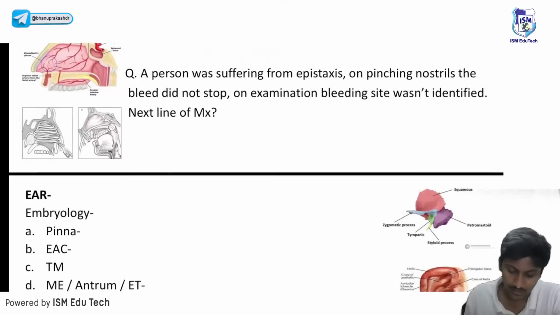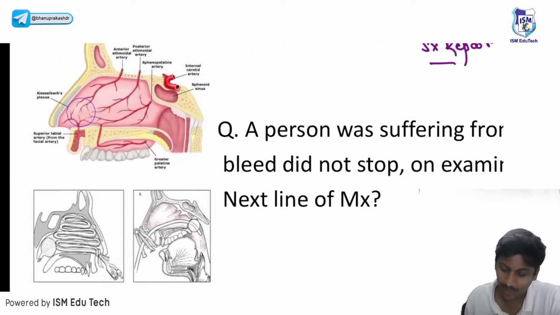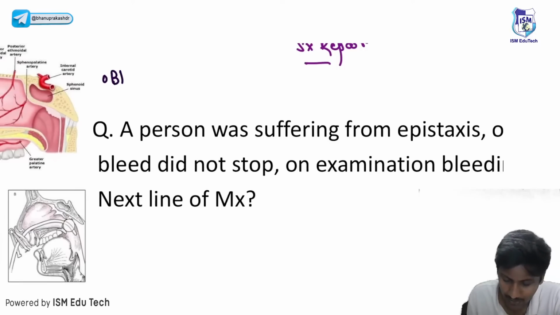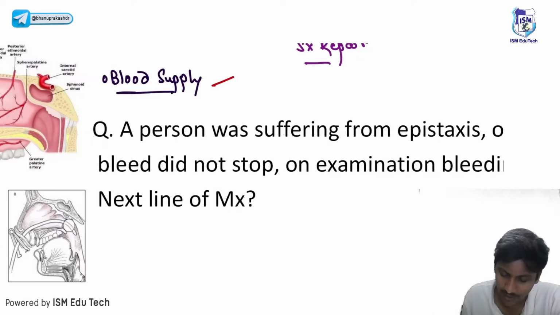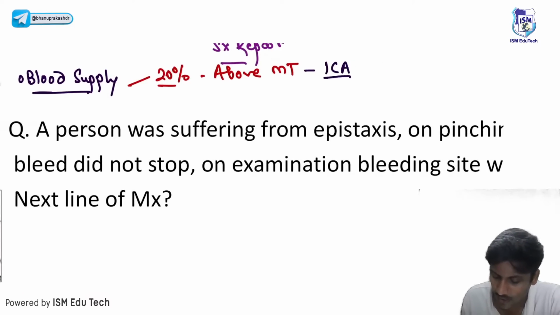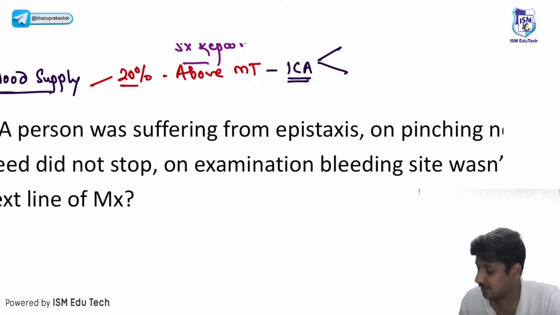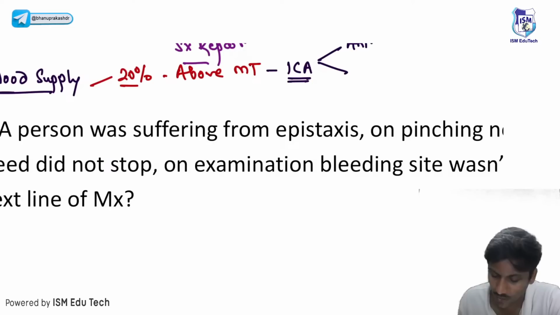So, done with this. Next, the last topic from the nose is this one. If I talk about the blood supply of the nose, guys, I hope all of you are quite aware that above the middle turbinate, 20% of the blood supply is given by an artery known as the ICA, internal carotid artery. Two branches of the internal carotid artery give blood supply above the middle turbinate: the anterior and posterior ethmoidal arteries.